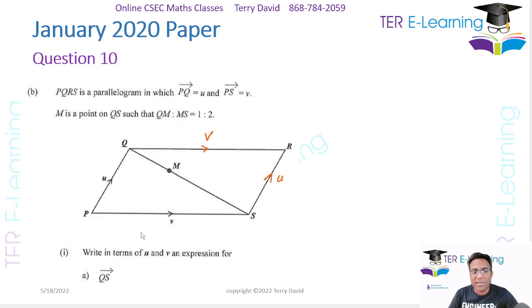Now I want to figure out what is QS. So the vector QS, you're starting at Q and ending up at S. So that can be QP plus PS. QP is actually moving in the opposite direction, so that's minus U plus V, right? So that is what QP is, minus U plus V. So that's QS. Right, so that's part A.